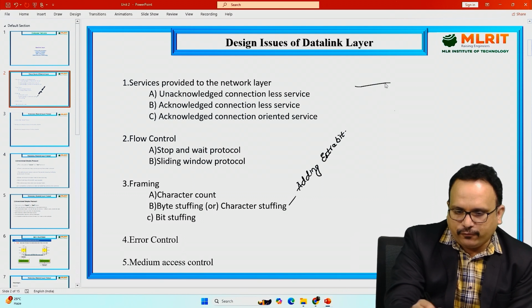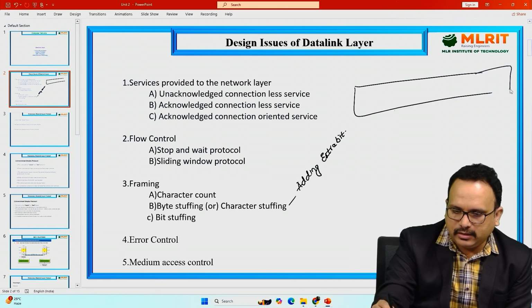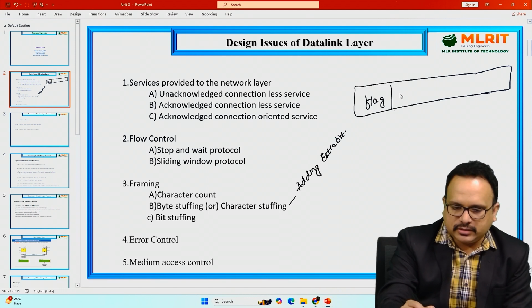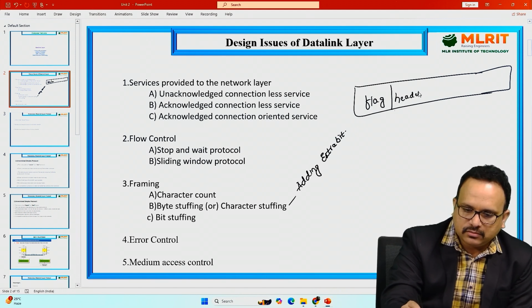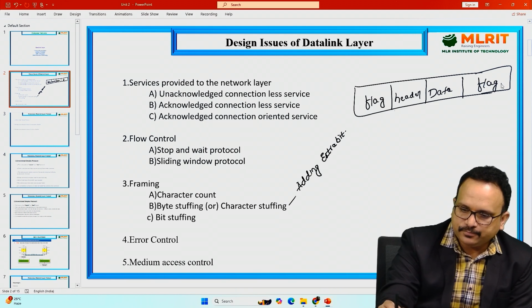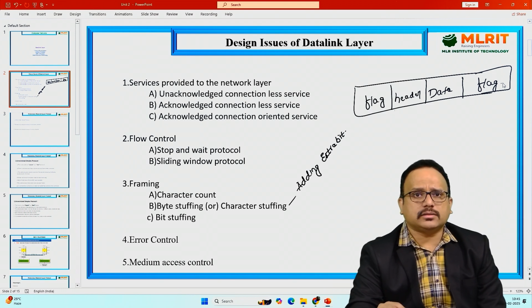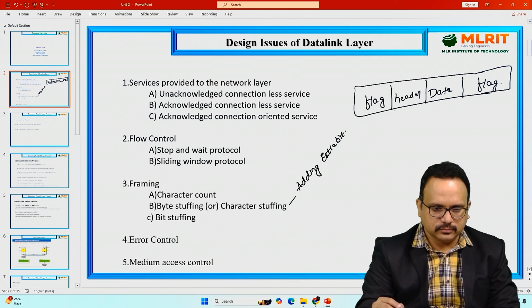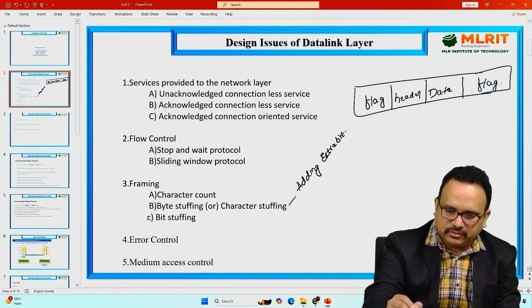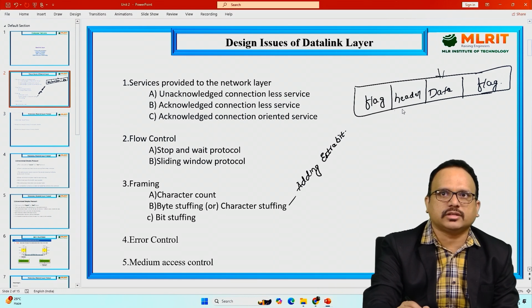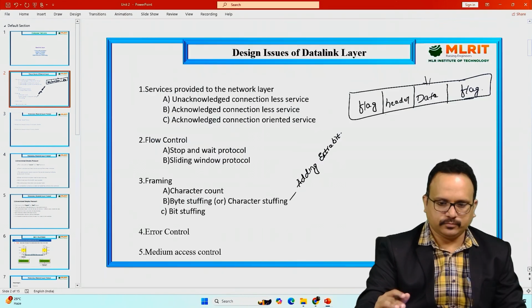Here we have a frame with a flag, which contains some special characters. Next, the header part, the data part, that is the data coming from the higher layers, and a flag. The header part will include the addresses, source address and destination address. So this is a flag, right?